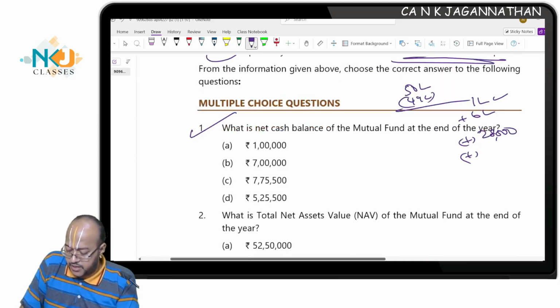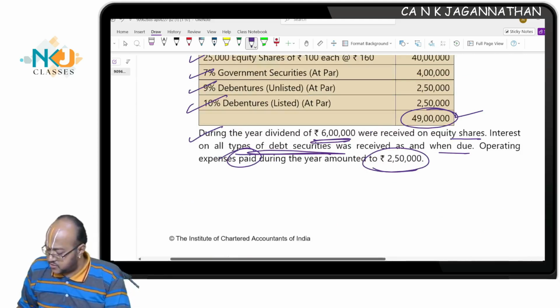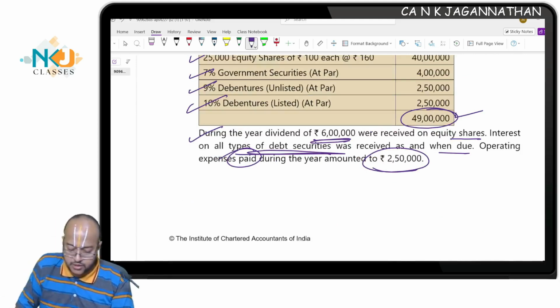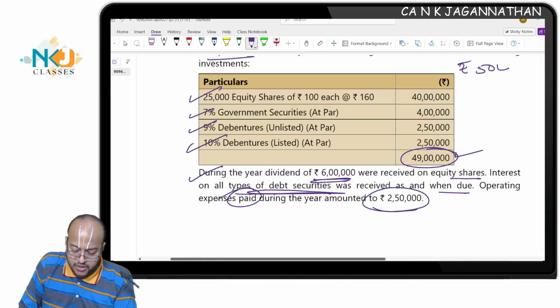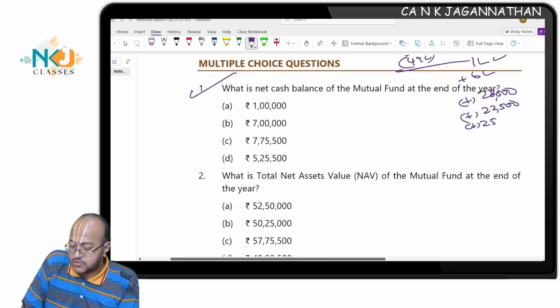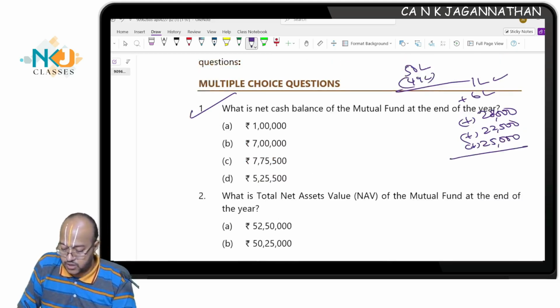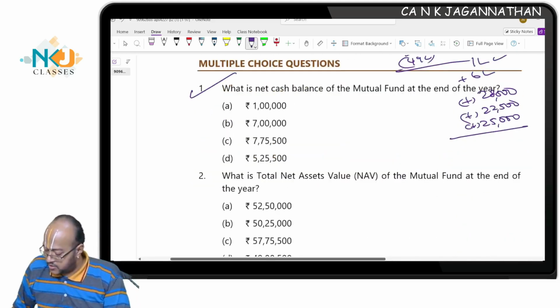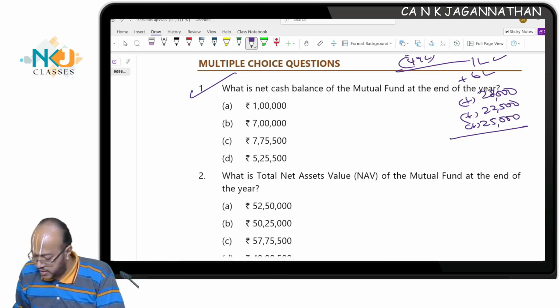Then apart from that, you have two more instruments. What is that? 9% debenture. So 2,50,000 into 9% is 22,500. Apart from that, you have 2,50,000 of 10% debenture, so 25,000. So all these fixed income securities will give you interest. What is the total amount? 7 lakhs plus 28,000 plus 22,500 plus 25,000.